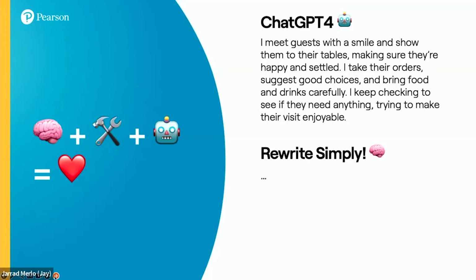So you can't hear me because I want you to try and write this. All right, you guys are awesome. I'm going to read one. Lucy says, I meet guests and help them find their tables. I make sure they're happy. I take their orders and suggest food. I bring food and drinks. If they need anything, I help them. Nice. I reckon that would be very close to A2.